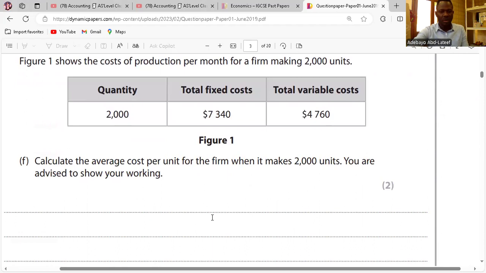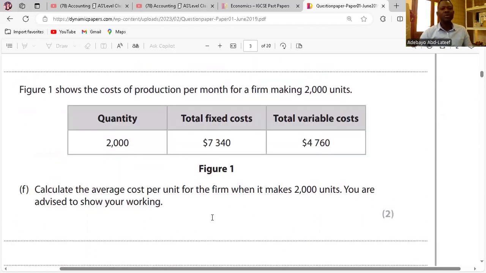Question F. We have a schedule there. It says, Figure 1 shows the cost of production per month for a firm making 2,000 units. The unit is there, the total fixed cost is there, the total variable cost is there. We're told to calculate the average cost per unit. Average cost is total cost divided by output, TC divided by Q. So TC here is TFC plus TVC. So we need to find our TC, which is 7340 plus TVC, which is 4760. That gives us 12,100. So 12,100 divided by the units, which is 2,000, gives us $6.05. Clear?